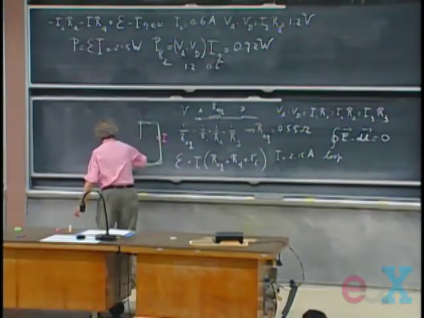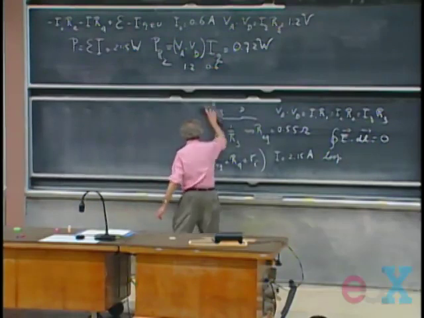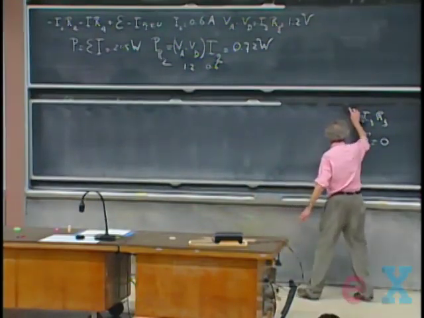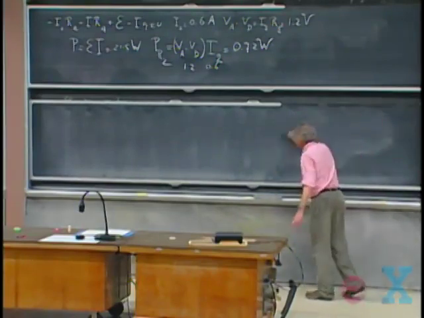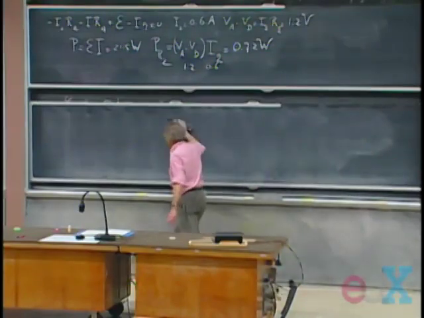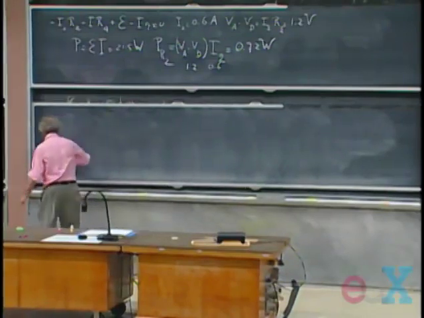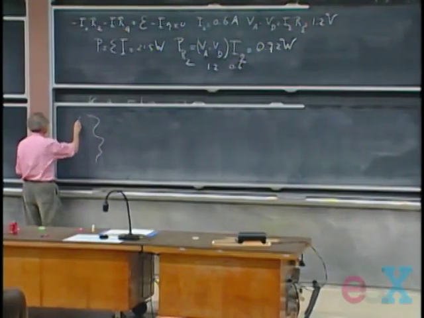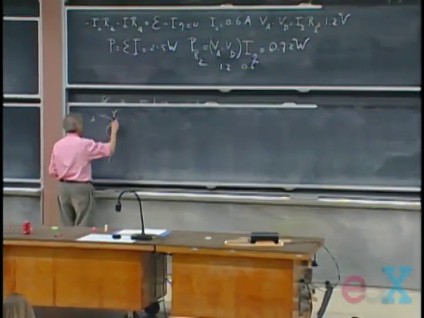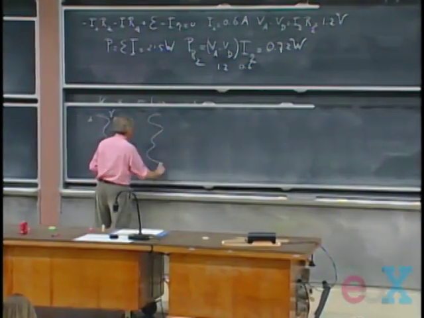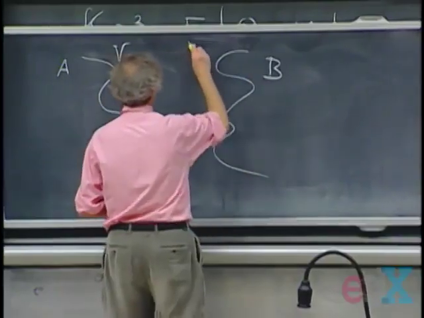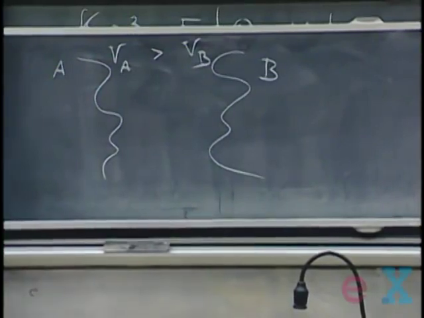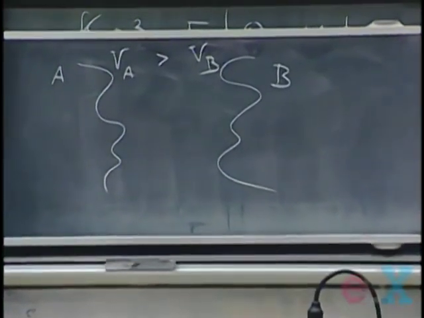I have two conductors, very funny in shape, but they are equipotentials. There's no current running inside the conductors. And so conductor A is at a potential V of A. This is conductor A. Potential is V of A. And this is conductor B, has a potential V of B. And let's assume that VA is larger than VB. If you want to change that later, that's fine.